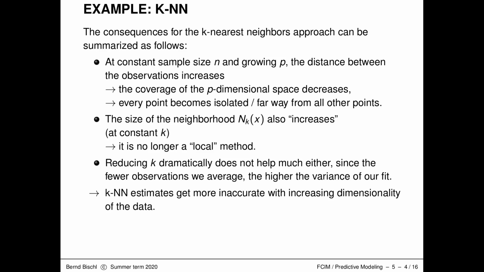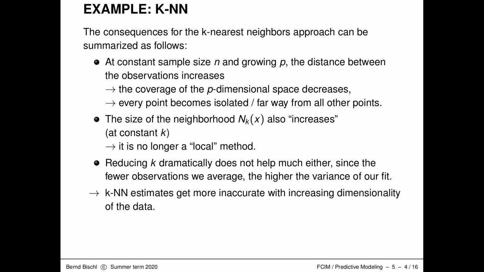So the size of our neighborhood, N_k, that I need for a constant k also increases now. So I need more and more local area in order to cover k points in my N_k neighborhood. So at a certain dimensionality, my k nearest neighbor method is not a local method anymore.